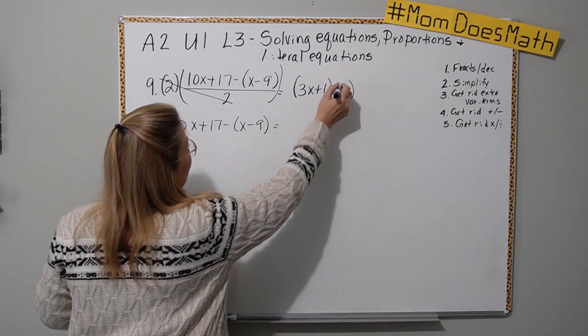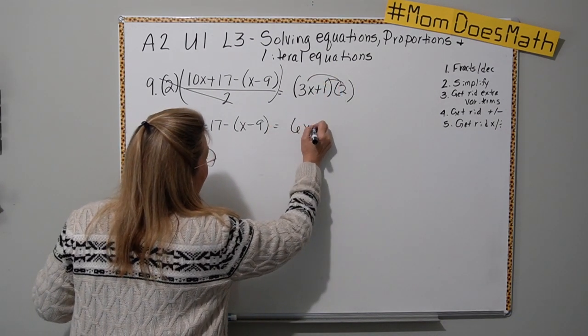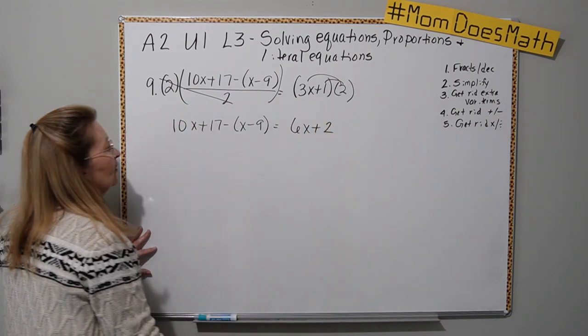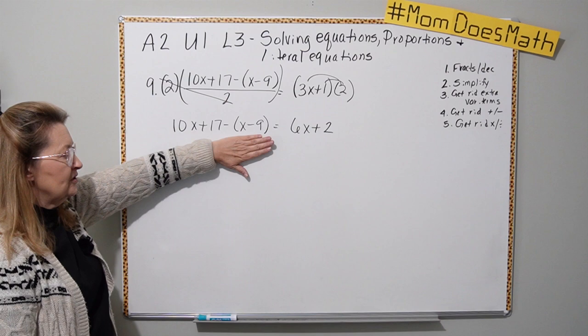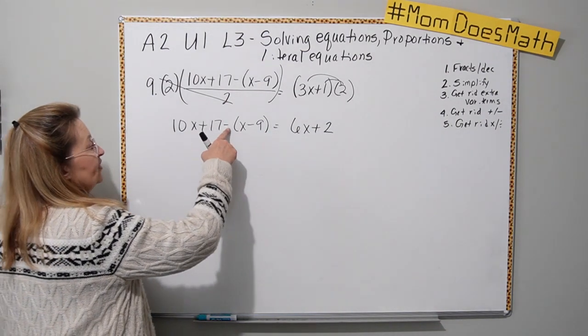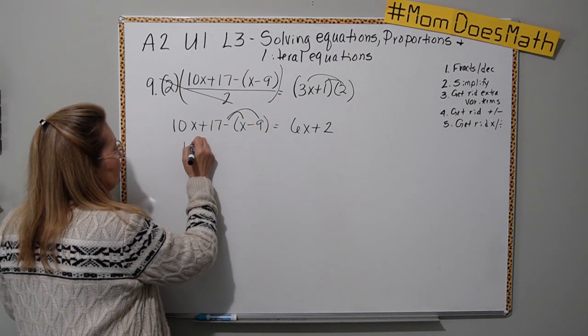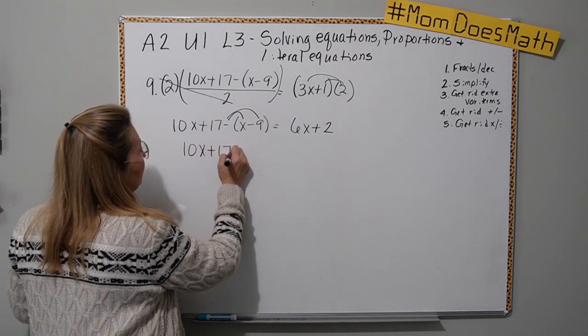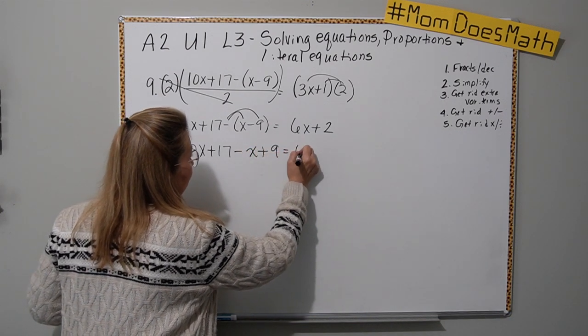Now here, let's go ahead and distribute while we're at it. 2 times 3x is 6x plus 2. Okay, then I look again and I say, well, I've got this set of parentheses here, so let me get rid of it by distributing what's outside. And what's outside is this minus, and it's understood to be a 1. So when I distribute that, that's going to be minus x and plus 9.